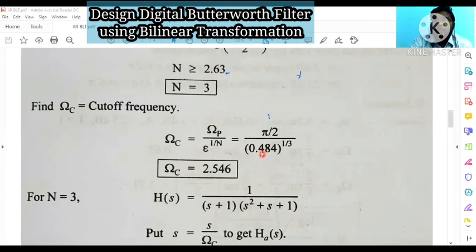So what is that epsilon value? Epsilon value is 0.484 to the power 1 by n, where n value is 3. So I put here 1 by 3. So pi by 2, omega p is pi by 2. By using the calculator, find out the result. That is 2.546. Omega c equal to 2.546.